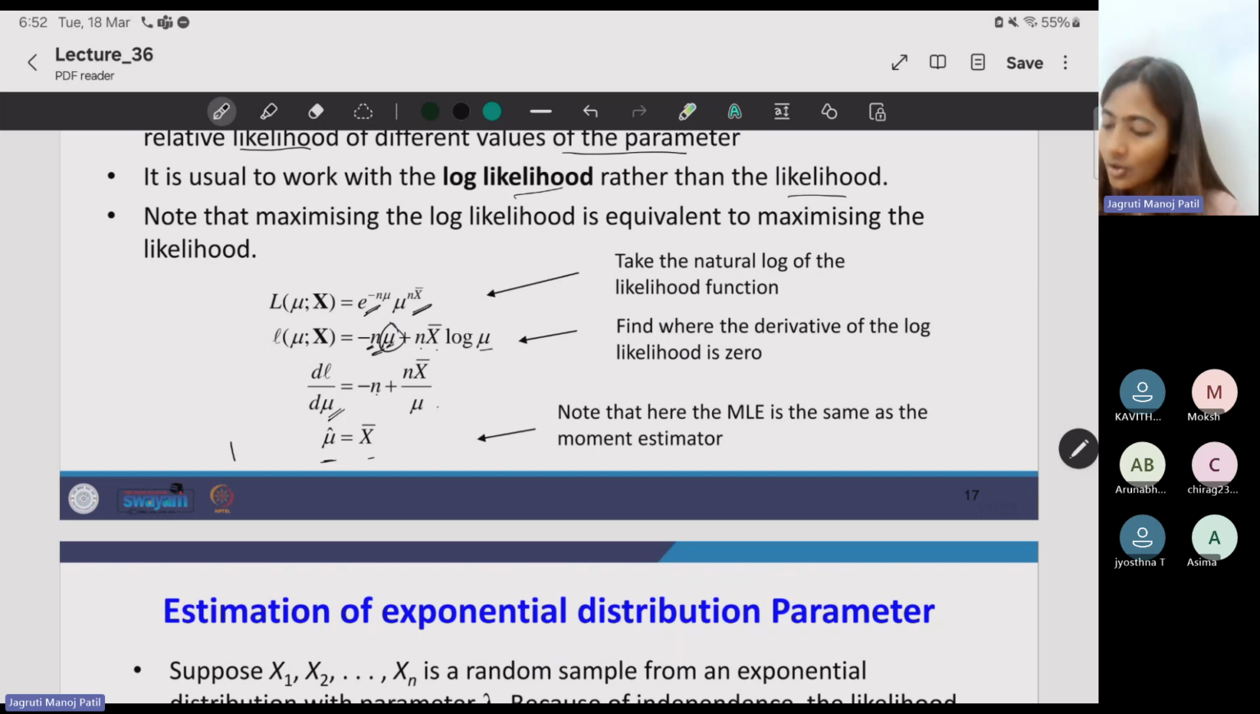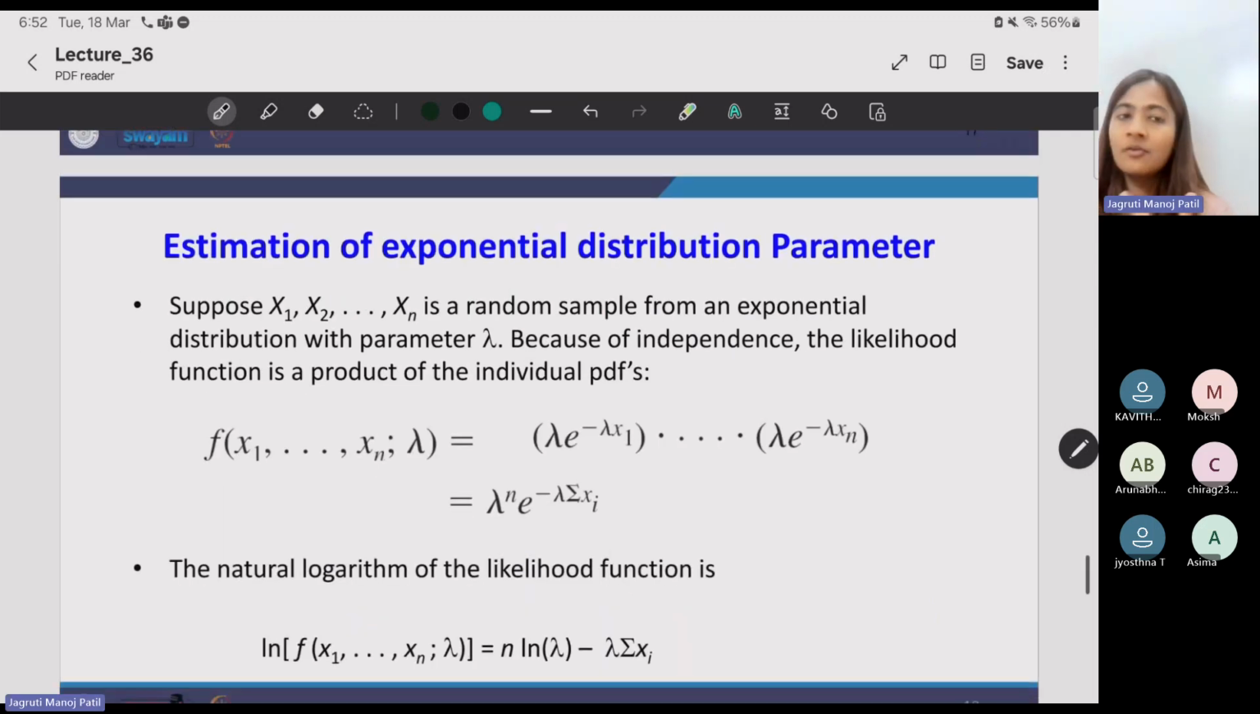So what you get is your population mean is equal to your sample mean, which is nothing but your moment estimator, right? So this is how we computed the estimator value. So in this case, our MLE is the same as that of the moment estimator. So the maximum likelihood estimator that we got is similar to the moment estimator that we have. Okay. Let's say we did it for another parameter.